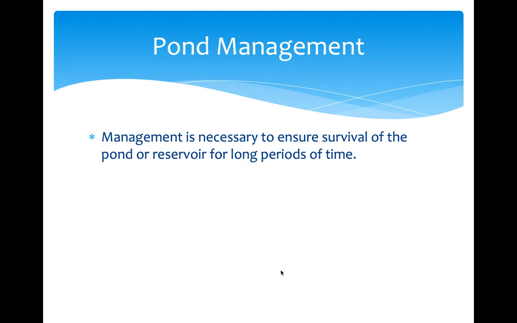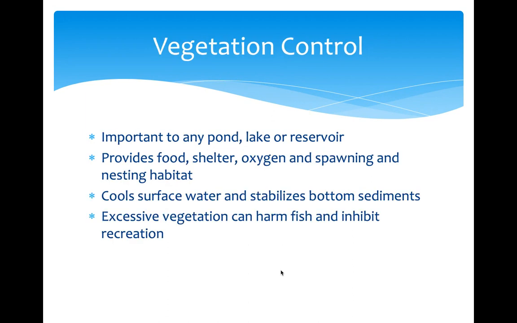So if you want to have a pond around for a long time, you are going to have to maintain it. It's just like having a pasture or any other piece of property. If you don't maintain it, then you're going to have some difficulties along the way, just like a forest or farm or any type of property. So vegetation control is important.